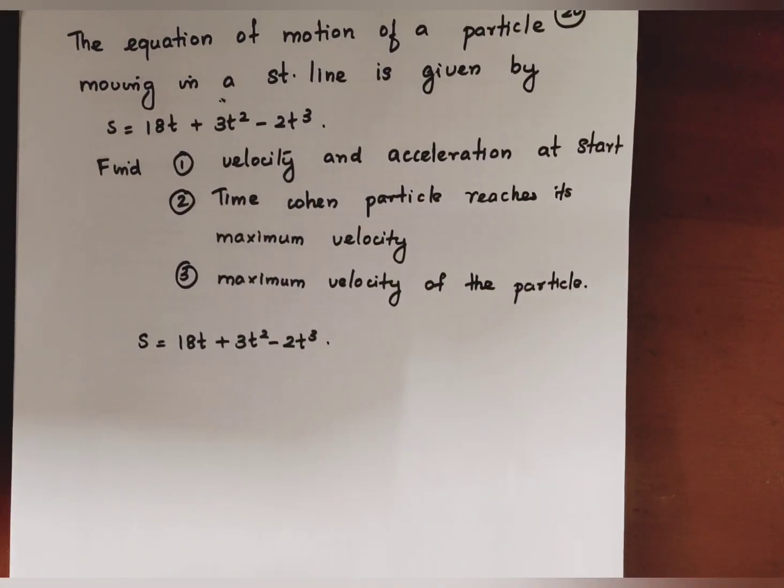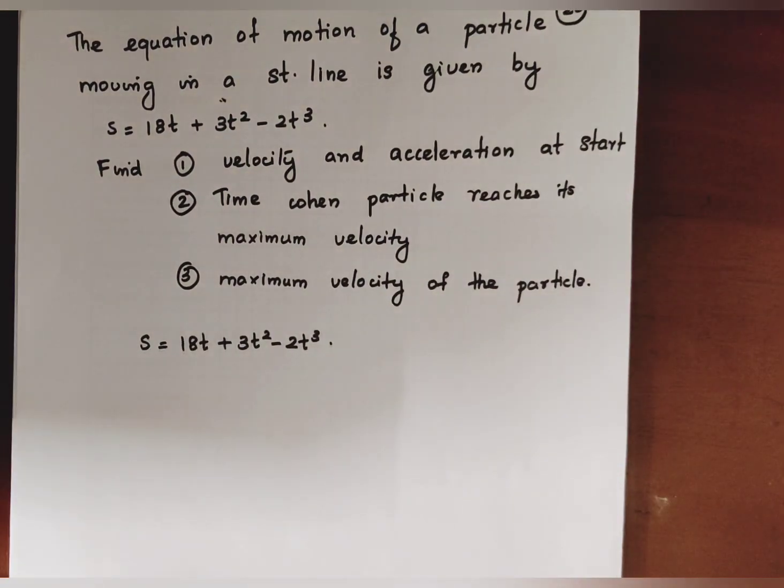So now the second question, equation of motion of a particle moving in a straight line is given by s is equal to 18t plus 3t square minus 2t cube. Find first one, velocity and acceleration at start.